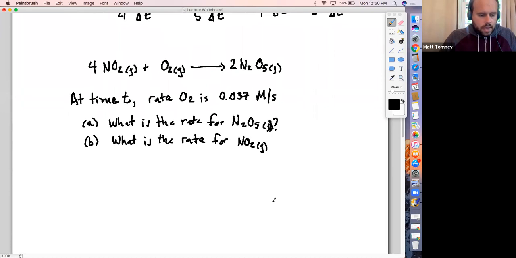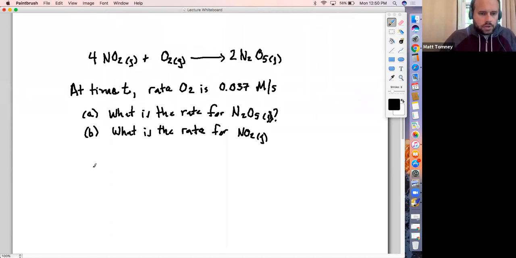So let's start with A. What do we actually know in this scenario? Well, we know that the concentration of oxygen gas at delta T at a given point in time is negative 0.037 molarity per second. Okay.